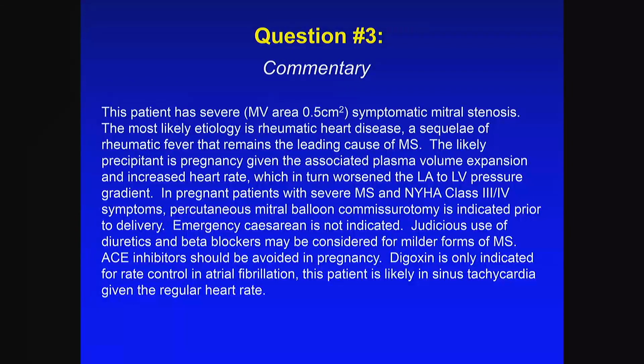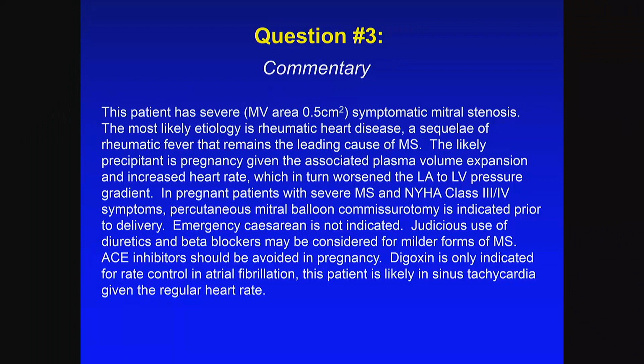In pregnant patients with severe mitral stenosis and class 3 or 4 functional limitation, like this patient, percutaneous mitral balloon commissurotomy is indicated prior to delivery. Emergency cesarean section is not indicated, particularly because the fetus is only at 25 weeks and there is an acceptable treatment option for the mother.